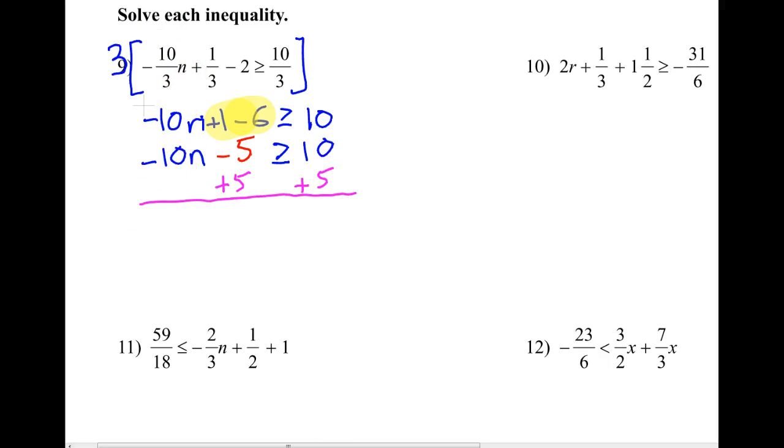Will we have to flip the sign? Yes. You already spotted that. You're getting more used to looking at it right away. Yeah, as soon as this turns into a negative 10, and the variable is negative, and it's the only variable, that means we're going to end up flipping the sign later on.